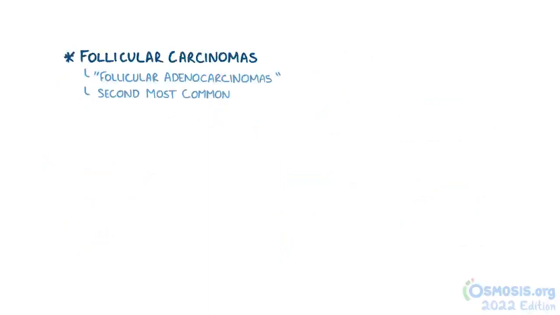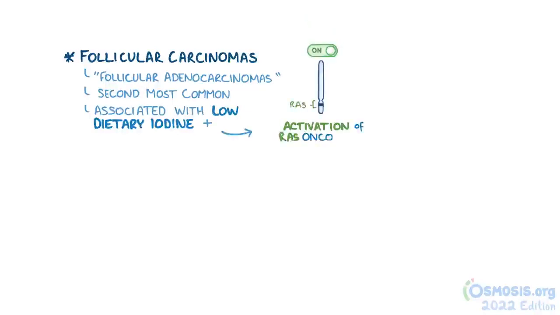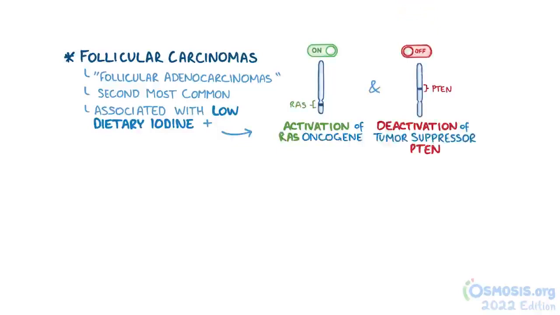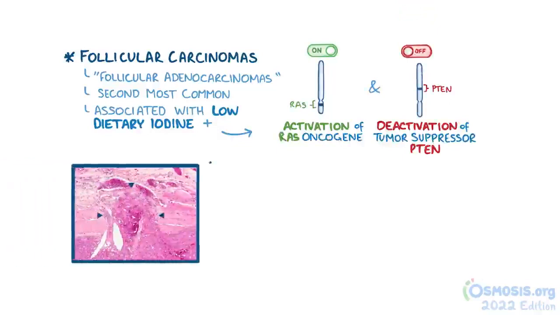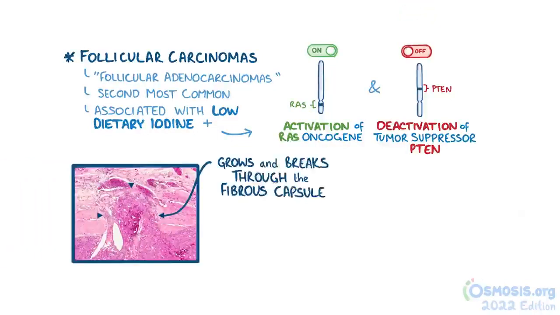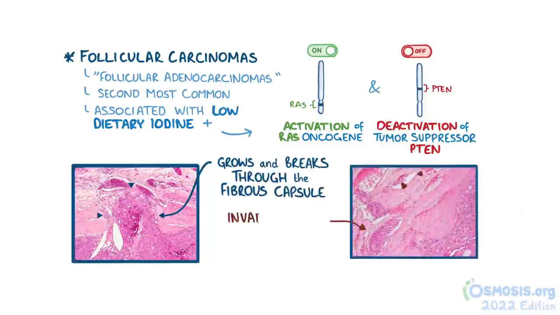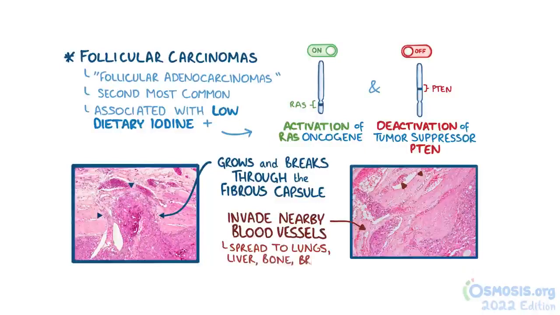The second type, follicular carcinomas, also known as follicular adenocarcinomas, represent the second most common form of thyroid cancer. This type of thyroid cancer is more frequently associated with countries where people have low dietary iodine, but is also associated with the activation of RAS oncogene or the deactivation of the tumor suppressor gene PTEN. In follicular carcinomas, the tumor develops from the follicular cells and grows until it breaks through the fibrous capsule. From there, follicular carcinomas can invade into nearby blood vessels and spread to other parts of the body like the lungs, liver, bone, and brain. But interestingly, they don't typically invade nearby lymph nodes.